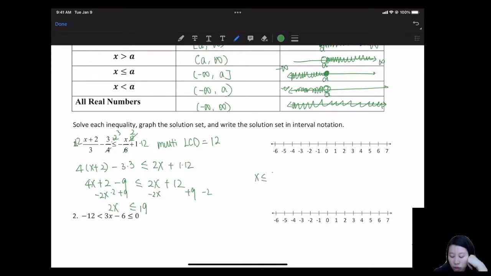So we divide by 2 on both sides, you have 19 over 2. Okay, so 19 over 2 is what? Approximately 9.5. Did I do anything wrong?